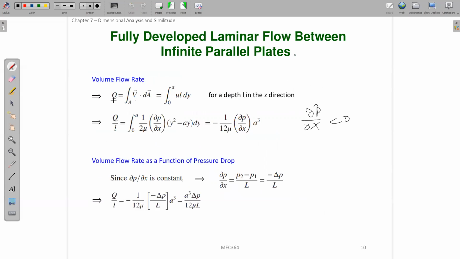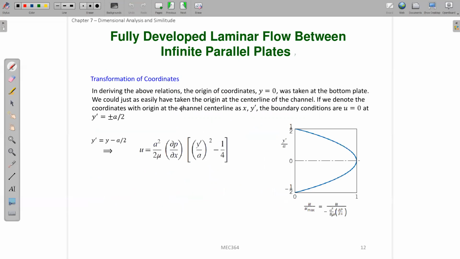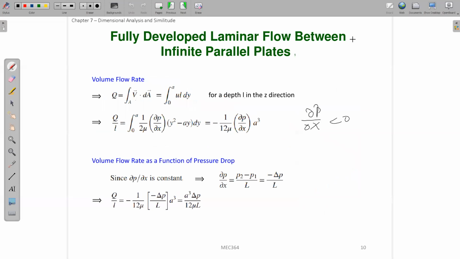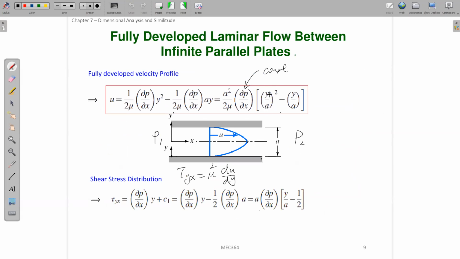Okay, so in this way you define y prime as this center line here, and x we do not change. If you substitute y prime equal to y minus a over 2, in other words, you get y equal to y prime plus a over 2, right? You substitute this into this result here, replacing this y with y prime plus a over 2.